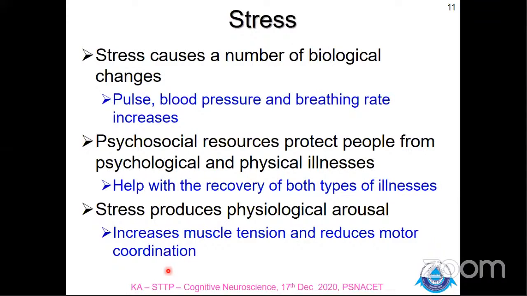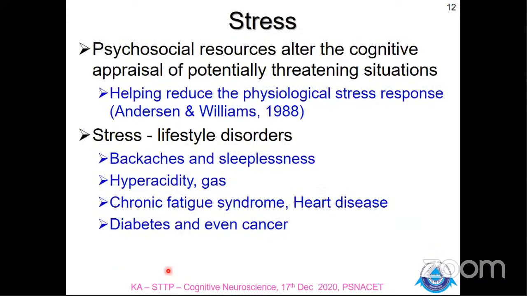They reduce the motor coordination. Simple example: you are planning to write some text on paper. Suppose you are stressed, you don't get any coordination. Your handwriting is not going to be very good. So stress can actually play a role. That is the meaning of motor coordination.